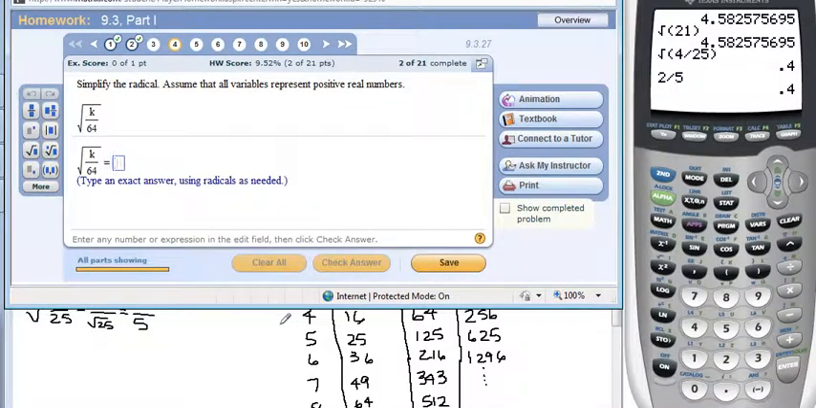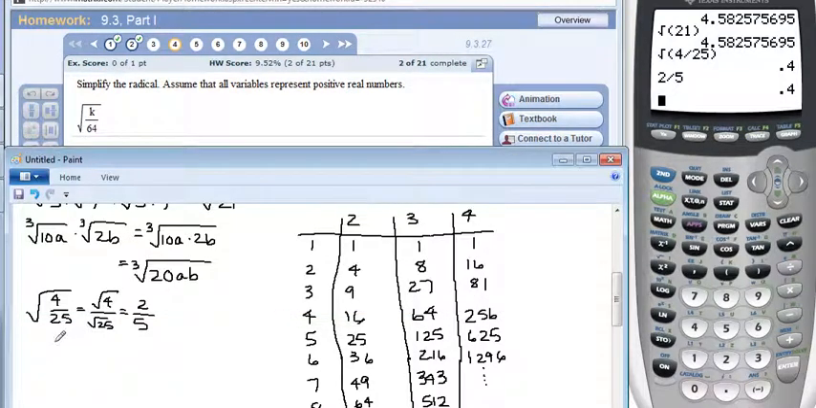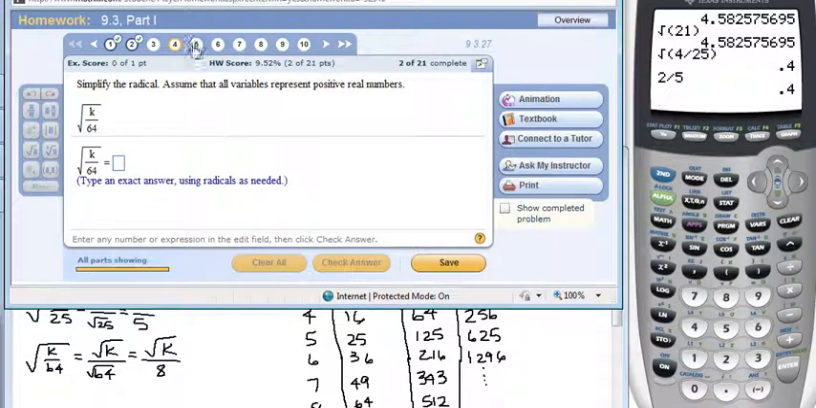All right, so square root of k over 64, should we do the same thing? Absolutely. Okay, I can split. Now what do I do with this? I don't do anything with it. I can't. Square root of k is just a square root of k. It has to stay underneath the radical, just like this 20 and the a and the b had to stay underneath there. Okay?